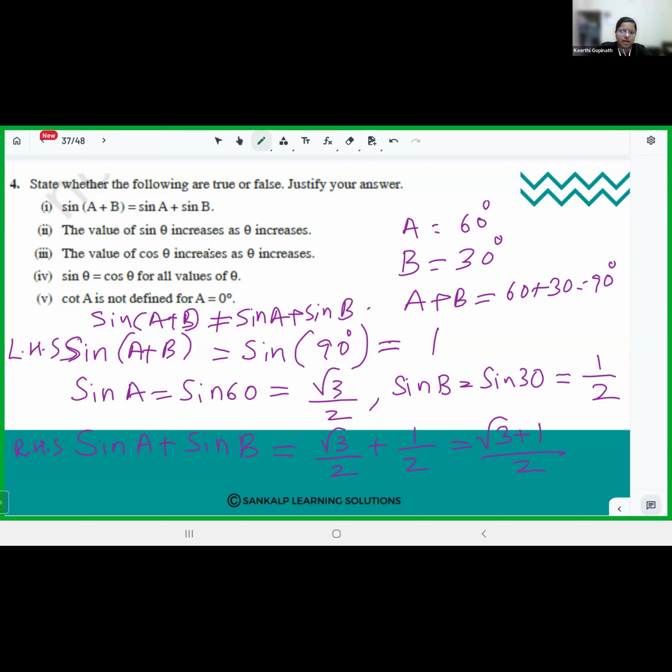Now consider the second statement. Second statement is the value of sine theta increases as theta increases. Is that true or false? We have already discussed this. Can anyone say?